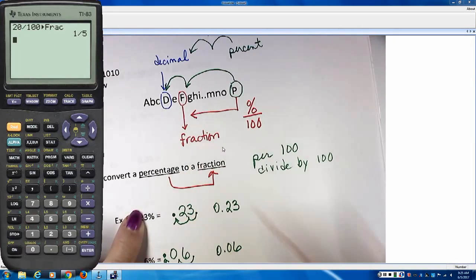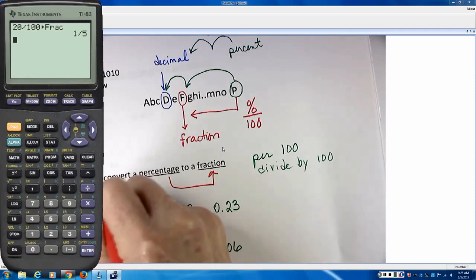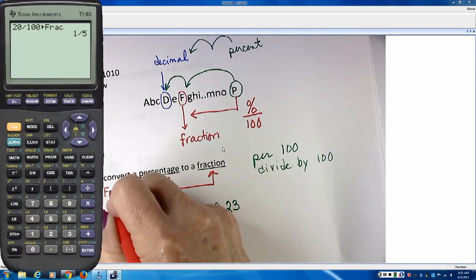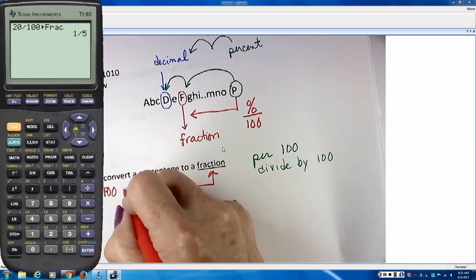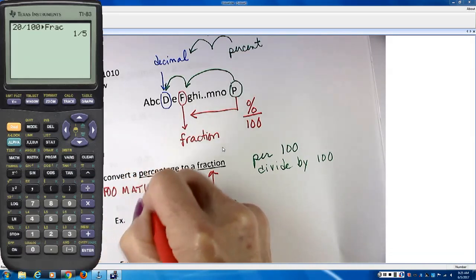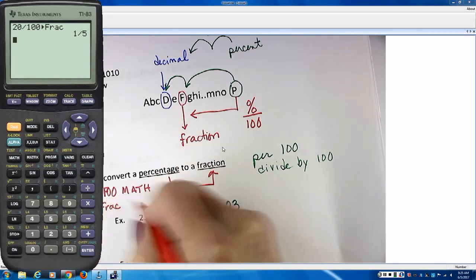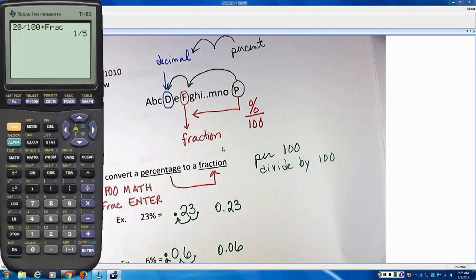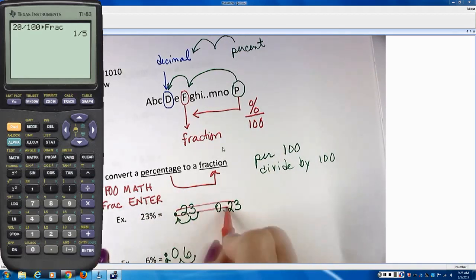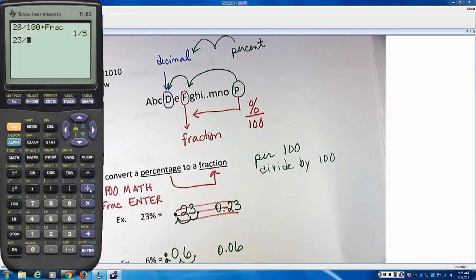Percentage to a fraction is you take the percent divided by 100, and then you press the math button, and you choose number 1, which is FRAC for fraction, and then you hit enter, and then enter a second time. So 23% is 23 over 100. It didn't reduce.